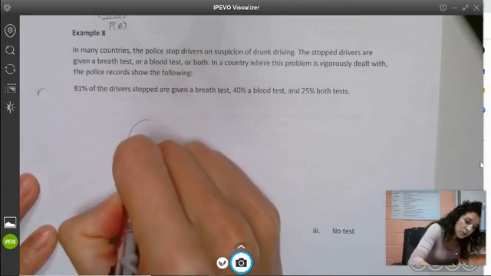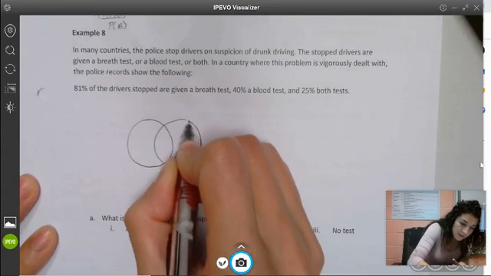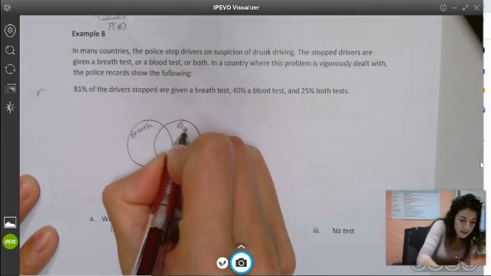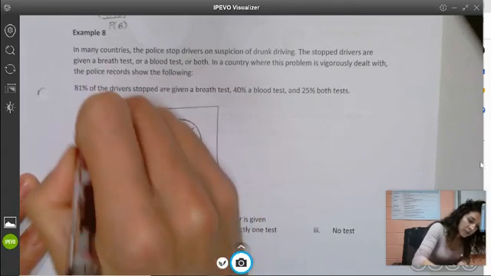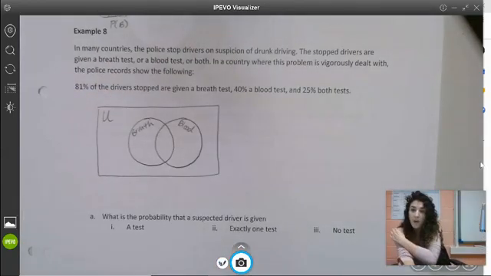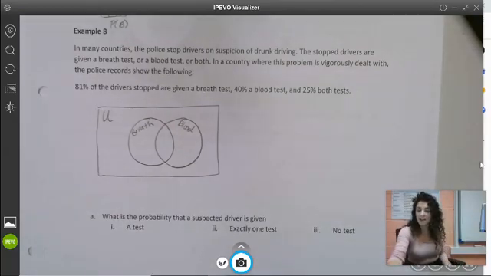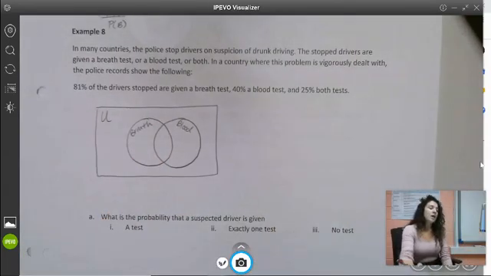So we've got this situation of breath versus blood tests. And then it's surrounded by this box, which we label U. U stands for the set of all possible outcomes, right? Or the universe, as Raphael so poetically put it in our class the other day. So the universe is this idea of anything else that's on the outside of the Venn diagram. It's all of the other options that haven't been represented inside of here.